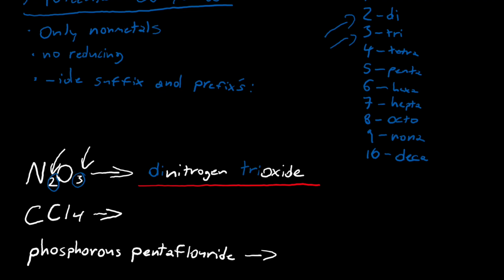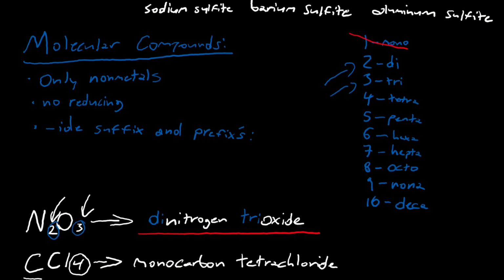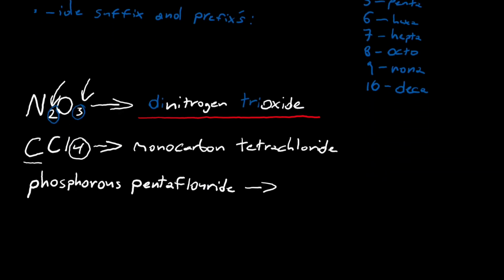What about CCl4? Well, we see that there is 1 carbon and 4 chlorines. So a good chemistry student would write out monocarbon tetrachloride following all the rules, except we only use mono if there is 1 of the second element. If there's 1 of the first element, we do not put the mono. If there were 2 carbons, then it would be dicarbon tetrachloride, but since there's only 1, it is carbon tetrachloride.